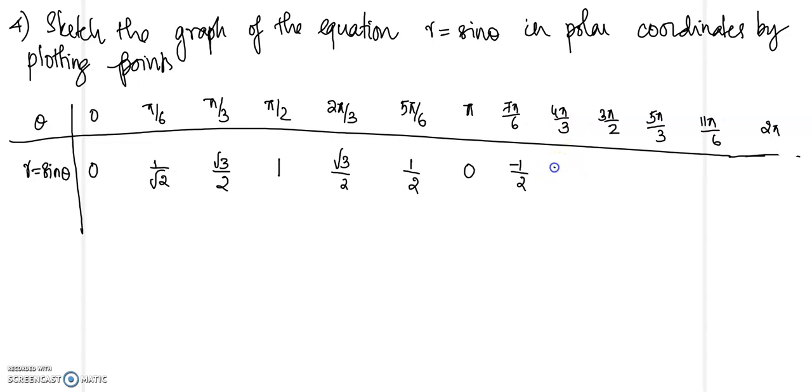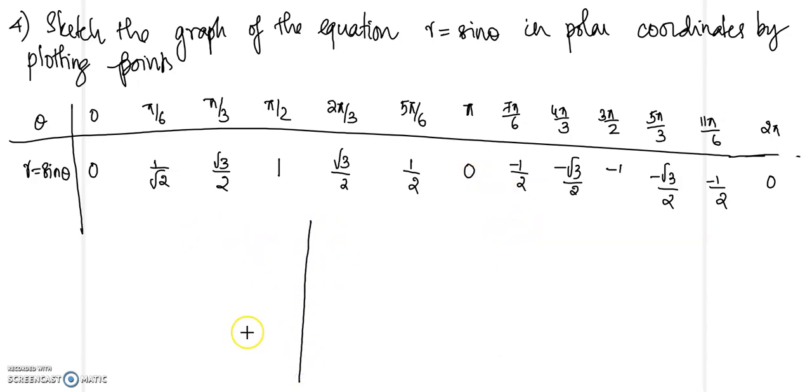Then sin 7 pi by 6, that will be minus 1 by 2. Sin 4 pi by 3 will be minus root 3 by 2. And sin 3 pi by 2 is minus 1. Sin 5 pi by 3 is minus root 3 by 2. This is minus 1 by 2. And this is again 0. Okay. So now let us plot these points.